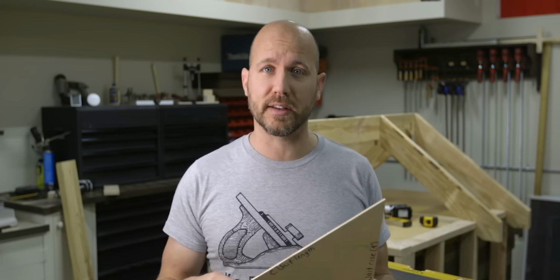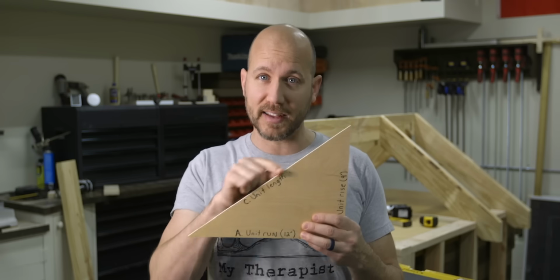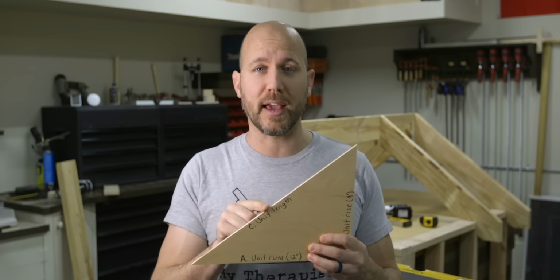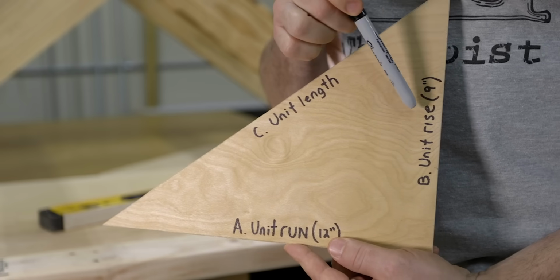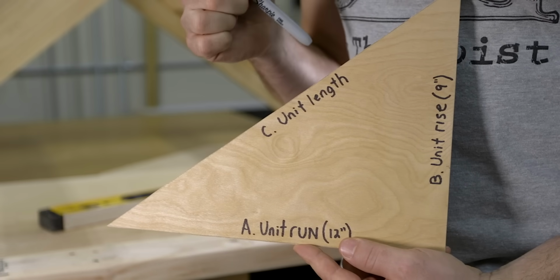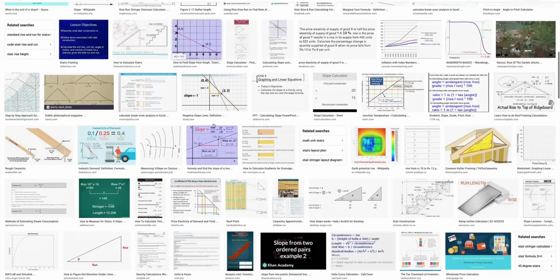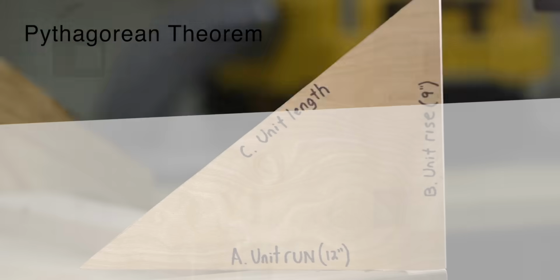Now that we have some of the numbers and now that you know some of the terms and concepts, it's time to determine the last missing piece, which is the unit length or slope. The unit length or slope is a ratio between the unit run and the unit rise. There are many methods to calculate unit rise. Let's look at two of them. The first is the Pythagorean theorem.